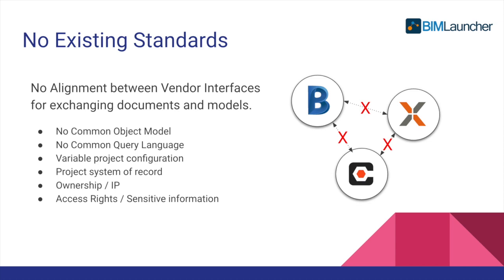Then the question is, what's the project system of record? Is it a client system? Is it a contractor system? Does that apply for all of the different entities? These are the questions you have to ask yourself. Who owns the data in the different systems and the IP on the information? Is it straightforward to share, for instance, an issue between the client and contractor? Can the tier 1 contractors see that as well? And obviously, there are access rights when information is sensitive.